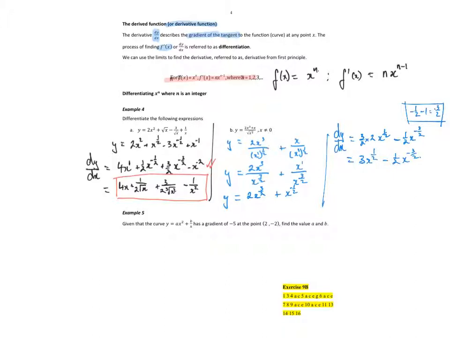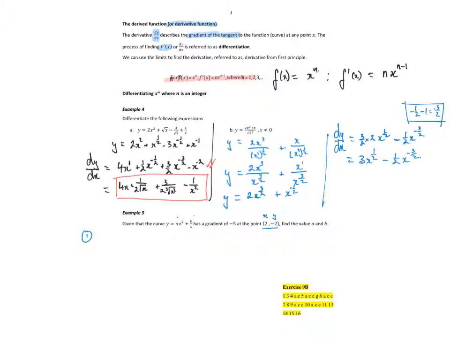So we've got a curve there, all right? And it has a gradient of negative 5 at the point 2, negative 2. Find the values of a and b. So we've got two unknowns. I need 2 bits of information. There's one piece of information, because when x is 2, y is negative 2. So let's substitute that in.